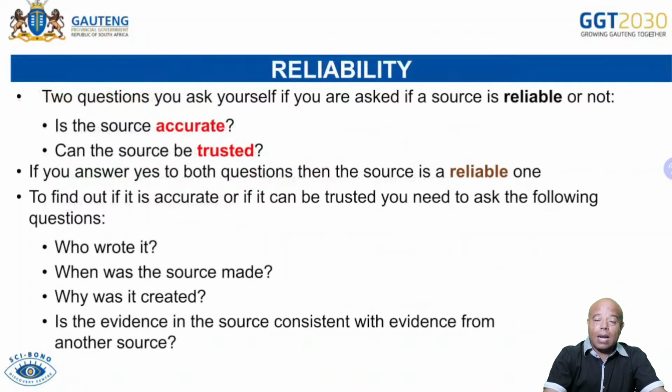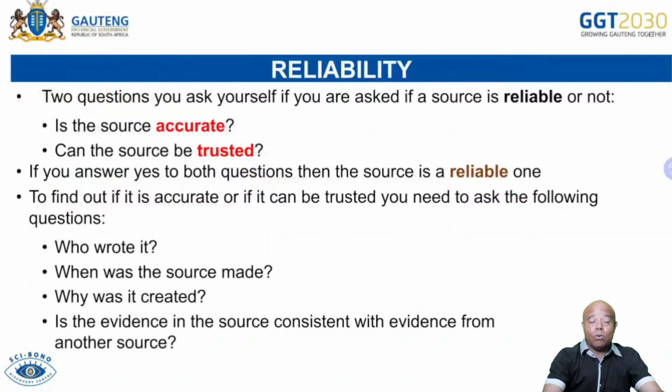Then let's look at how reliable a source can be. There's two things that we need to ask ourselves first. Is it accurate? Can it be trusted? But that's not the answer. It's guiding you to the answer. So what is the answer actually? Now, after you say yes to the two questions, accurate, trusted, yes, now you write down the answer.